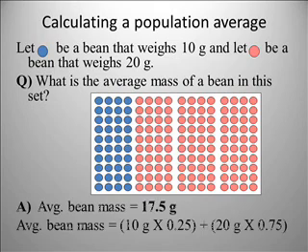How did I get that? Easy. What we do is we take the mass times the fraction that's represented. So 25%, or 0.25, of the beans are blue. Multiply that by 10 grams. 75% are red. Multiply that by the 20 grams. That gives us 17.5 grams.